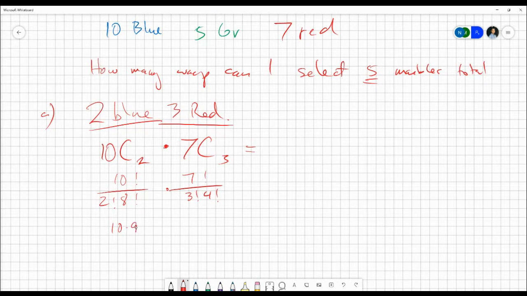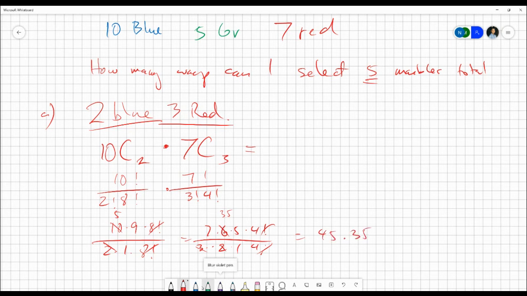this gives me 10 times 9 times 8 factorial. That cancels with that. 2 times 1. 7, 6, 5, 4 cancels with this 4 factorial. 3 times 2 times 1. 3 and 2 gives 6. So this here gives me 35. And 2 and 10 here is 5. So that's 45. So you get 45 times 35.